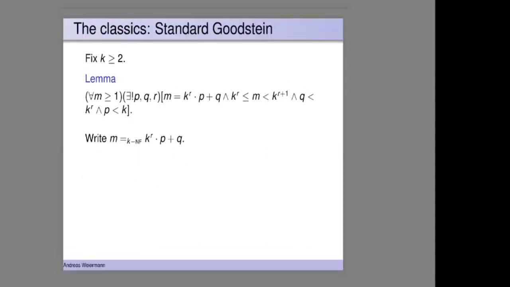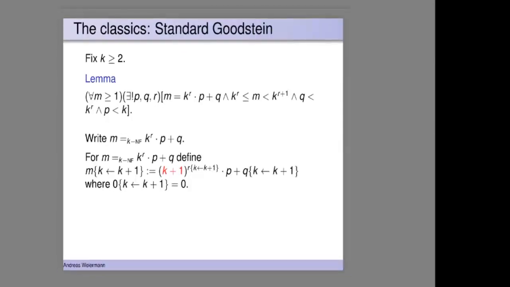So you can read that m is in k normal form like this. The next step I'm explaining is the base change. The idea is I take a number m, write it in k normal form, and then replace every occurrence of k by k plus 1. So I replace the base k by k plus 1, and I do it in the exponent r and in the remainder q recursively. For p, there's nothing to change because p is smaller than k and there's no base change involved.